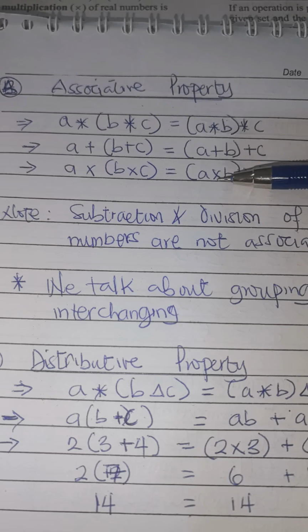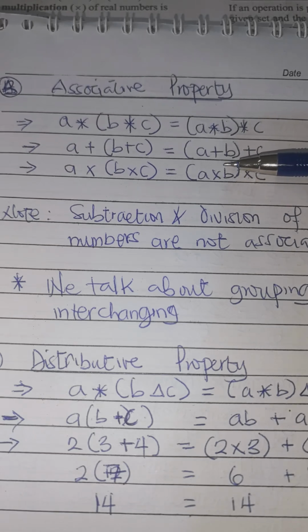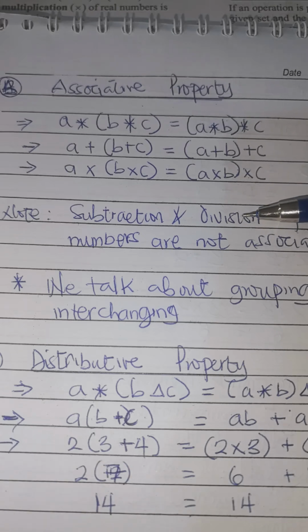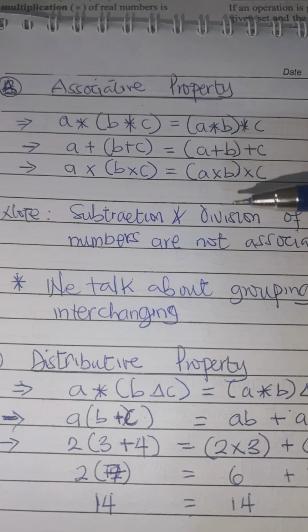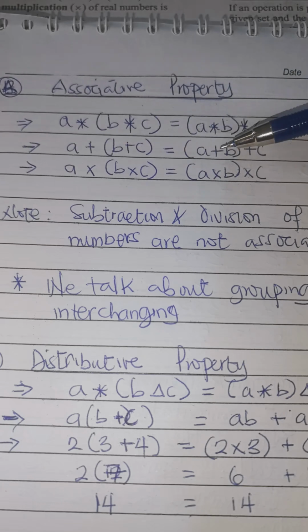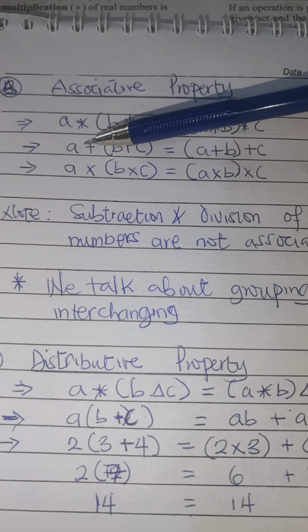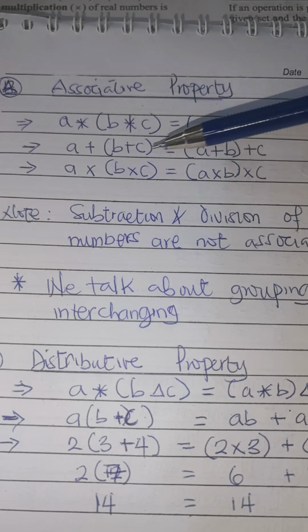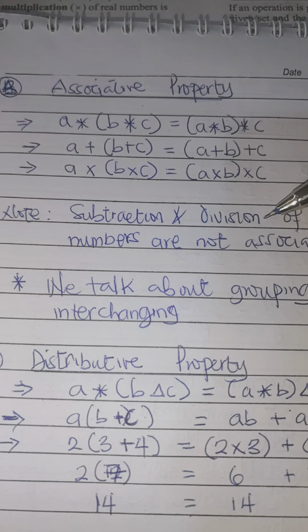And here once again, it deals with only addition and multiplication. Subtraction and division of real numbers are not associative. So that is the idea. The same idea, if you go to the first property, it's the same thing here. Now, with addition and multiplication, combining the 3 operands with 1 operator, on the left you have the same answer as on the right. So that is it. We talk about grouping and not interchanging.